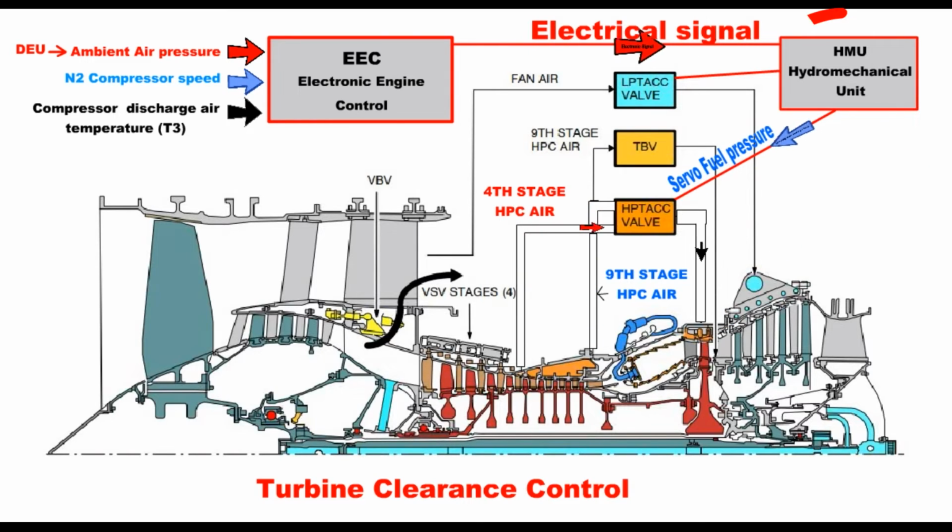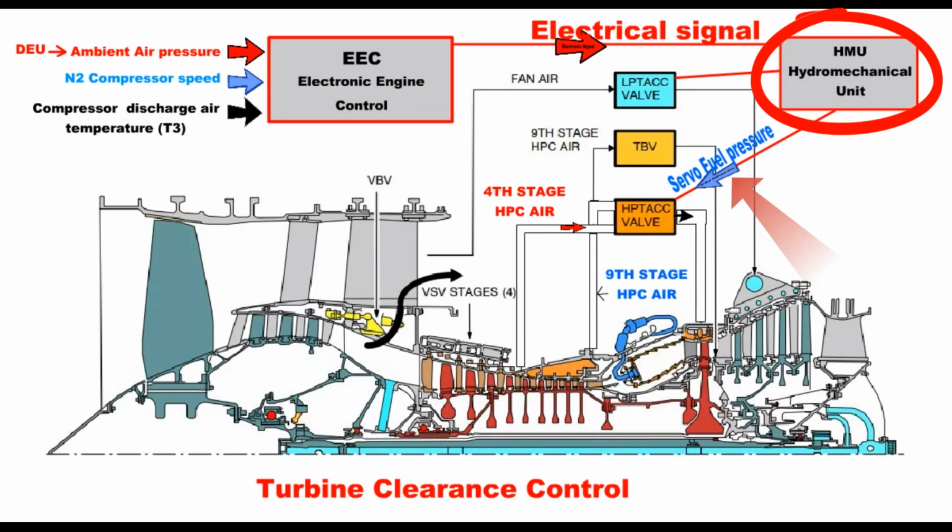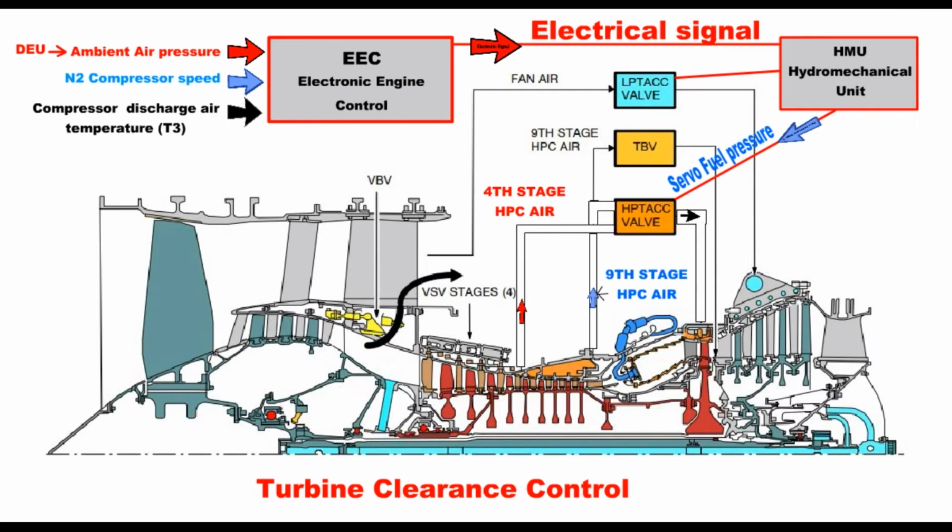The EEC uses the HMU to mechanically control the position of the high-pressure turbine active clearance control valve. HMU sends fuel pressure to the servo to move the high-pressure turbine active clearance control valve actuator. The actuator sends the appropriate amount of air from the valve to the turbine case with the movement it receives. The high-pressure turbine active clearance control actuator also maintains coordinated operation by sending digital position data to the EEC.